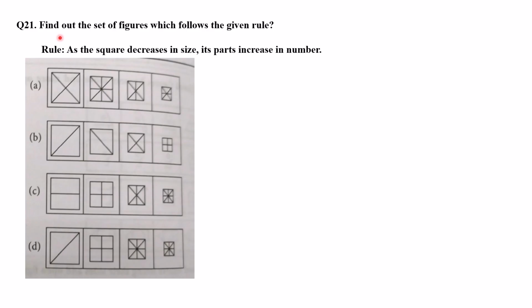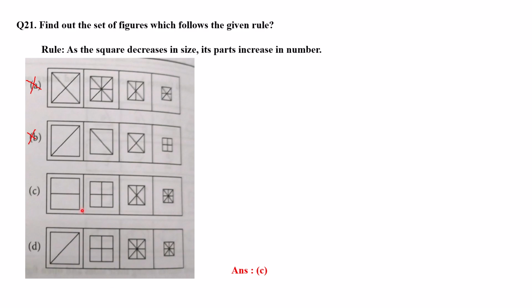Now question 21. Find out the set of figures which follows the given rule. As the square decreases in size, its parts increase in number. So if you see the first one, the square is decreasing, but what is happening in the number of parts? Second and third, you see, in the second the parts were more, in the third it is decreasing. So A is not the correct option, isn't it? Now moving to the second one, first and second number of parts remain same, though the size of the square decreases. So this is also not the correct option.